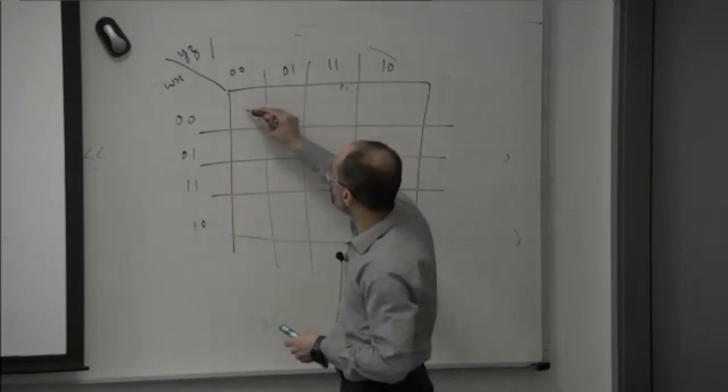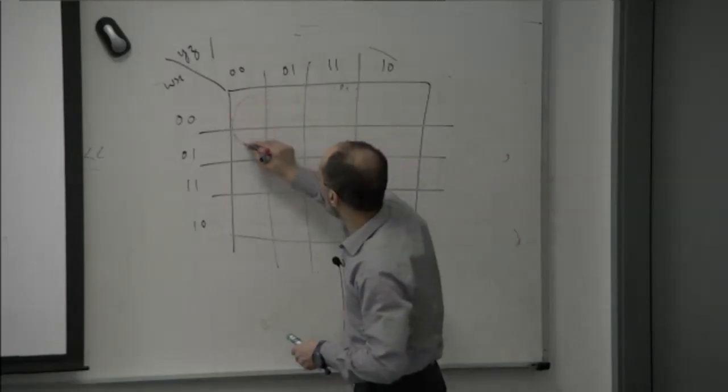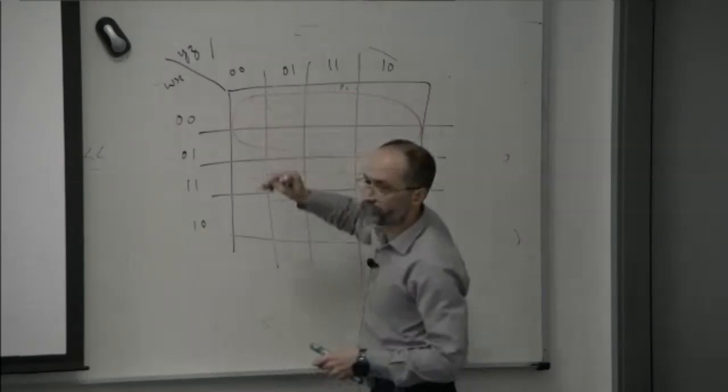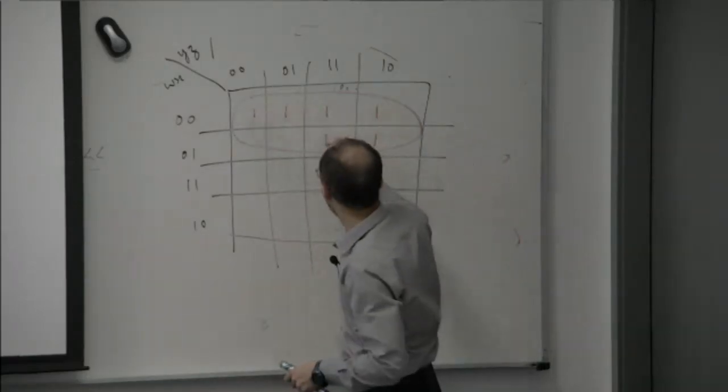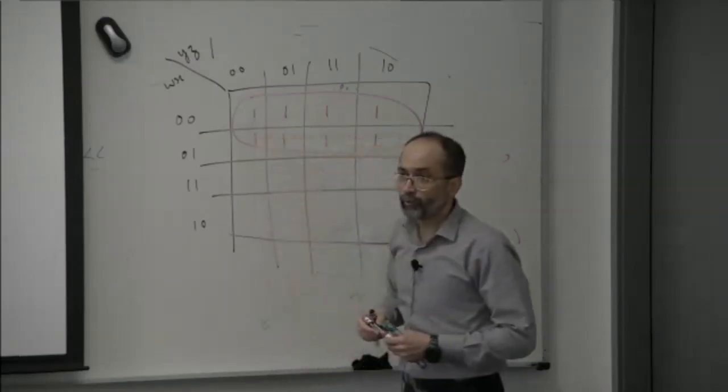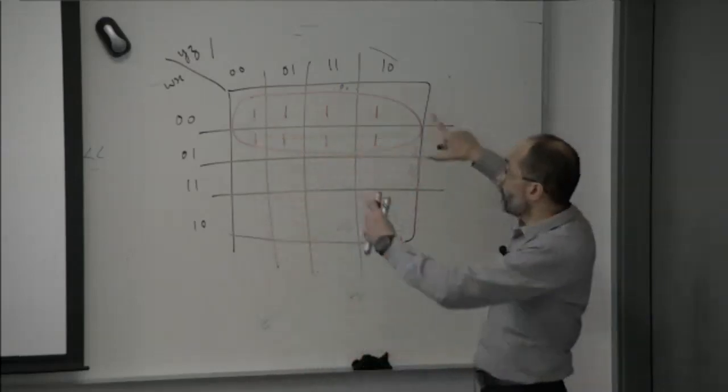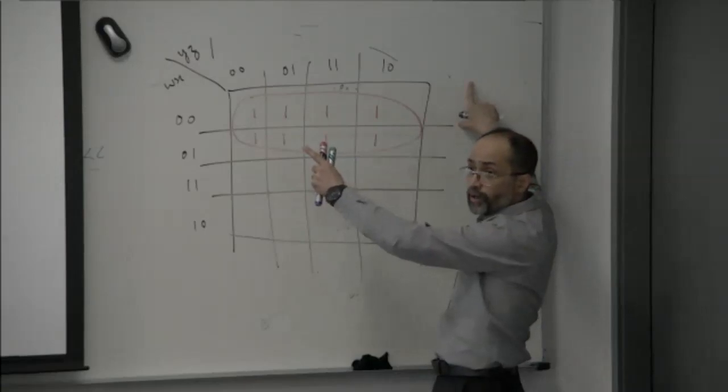Let's assume we have this one, so all of them are 1. Assume that all of them are 1. If all of them are 1, then we have a big group.